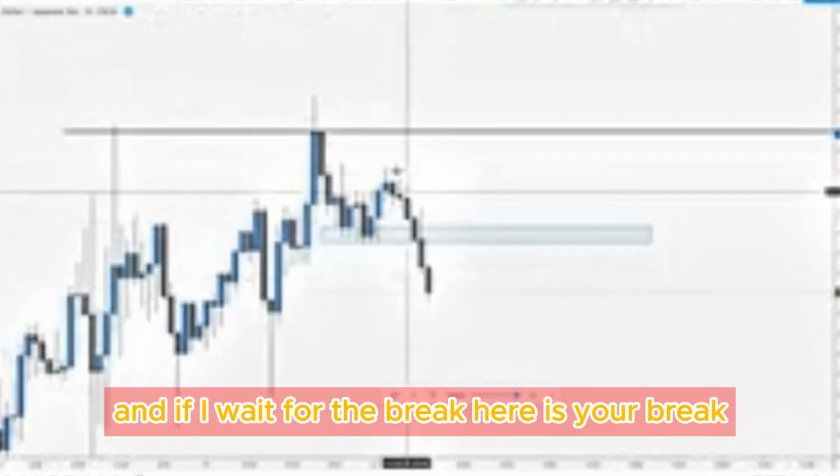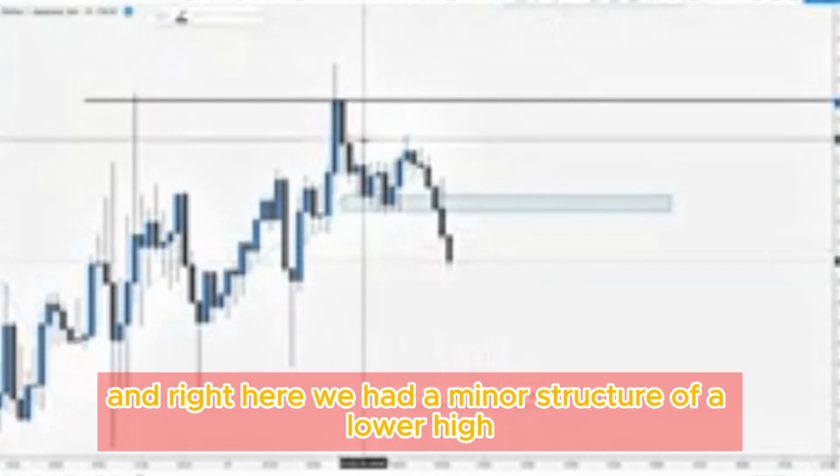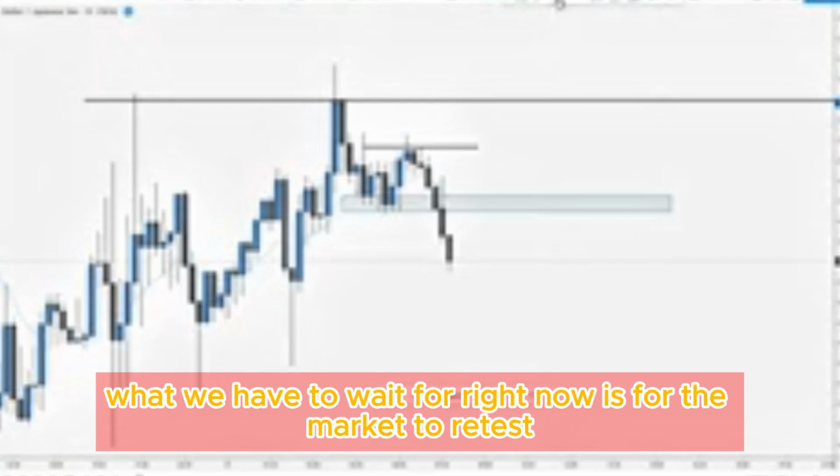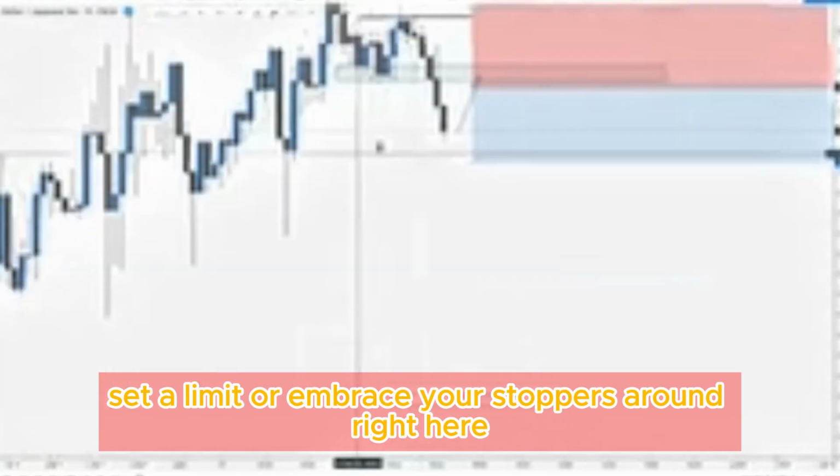And if I wait for the break, here's your break. What is this, guys? This is a lower low, all right? And right here we had a minor structure of a lower high. What we have to wait for right now is for the market to retest potentially that area, or just go for the short, set a limit, or place your stop loss right here.